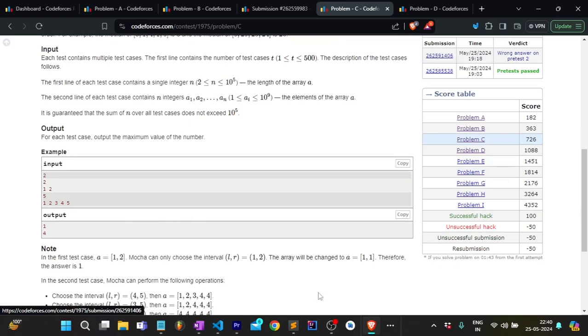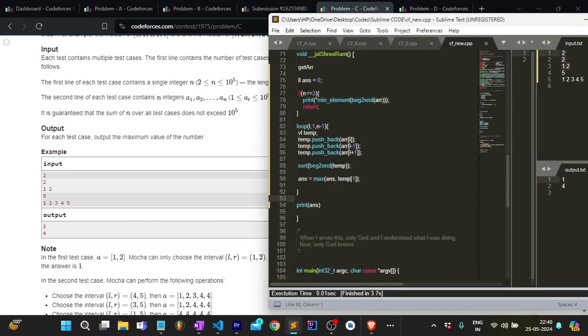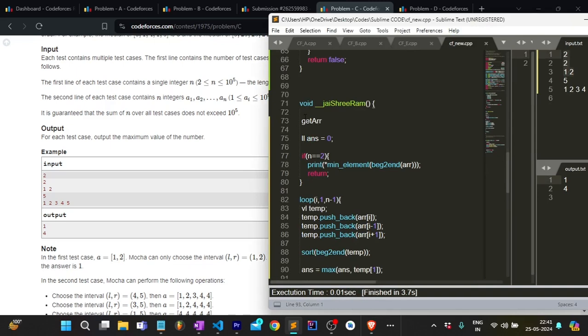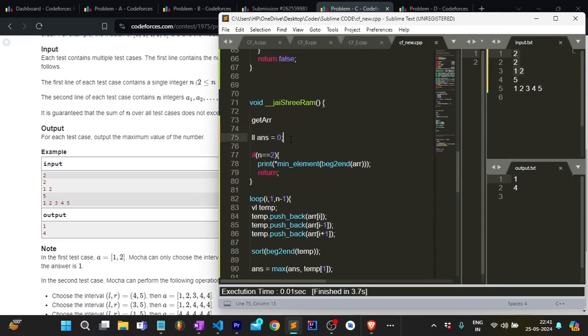Okay, let me show you the code for this. The code is also very simple, guys. Let me zoom in. I have taken n and the array as input, and after that I am initializing my answer as 0. If the size of the array is 2, meaning we do not have 3 elements, then just print the minimum out of both the 2 elements, because the minimum one will be on the left hand side.